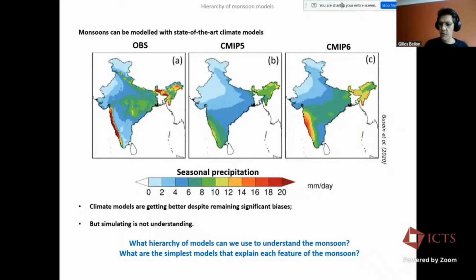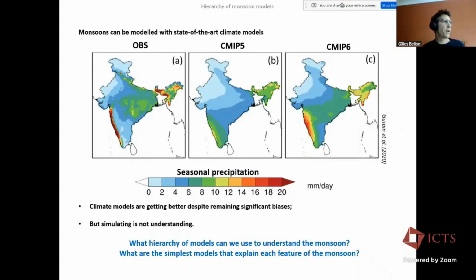Here I'm going to try to present the different models that have been used in the past to try to understand some aspects of the monsoon. And I try to show what the simplest models would give. If you get it in a simple model, you should be able to get it in every more complex model, all the way to the GCMs. And that's actually something that's important. I'll get back to it.